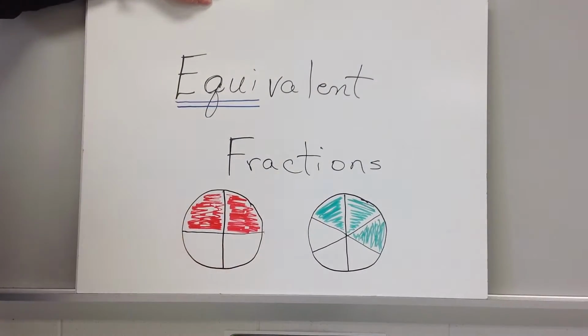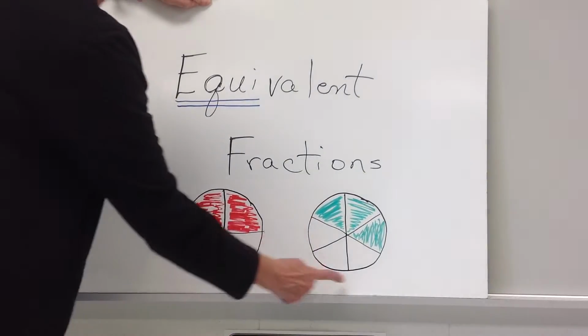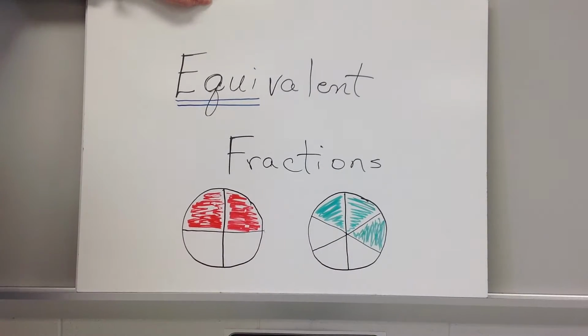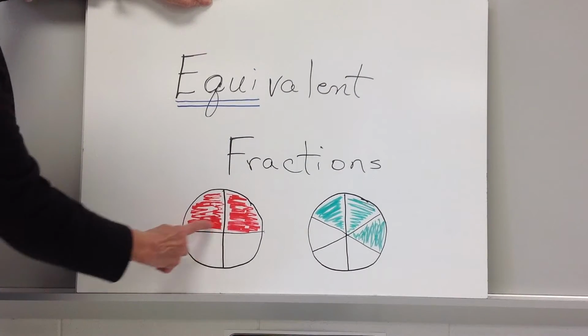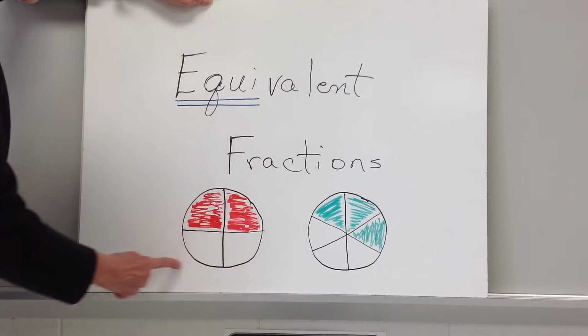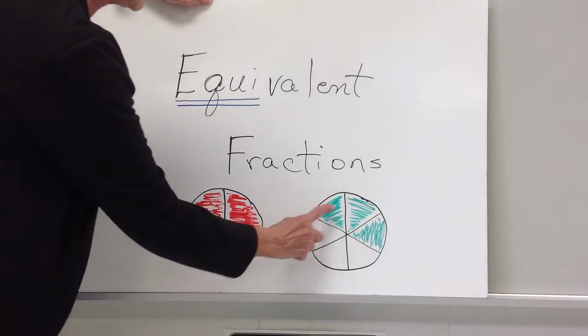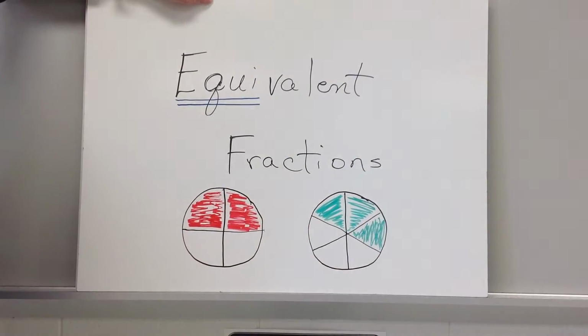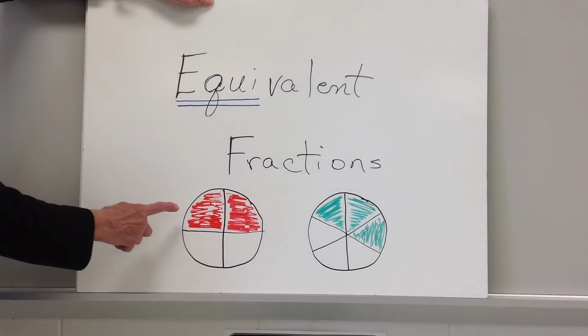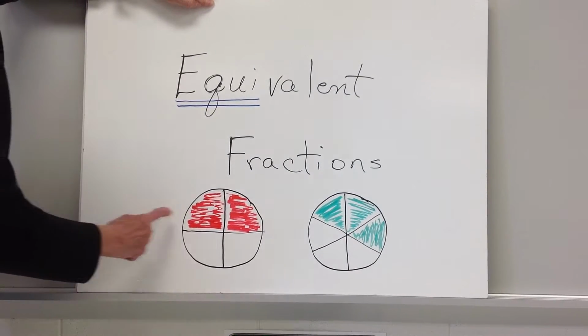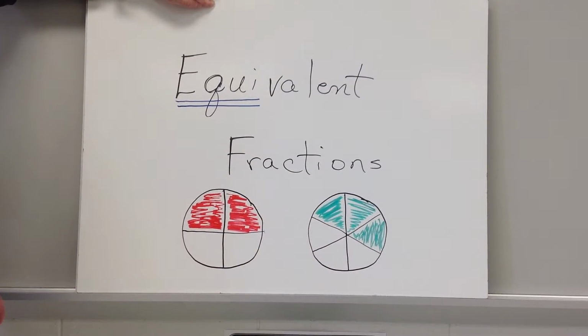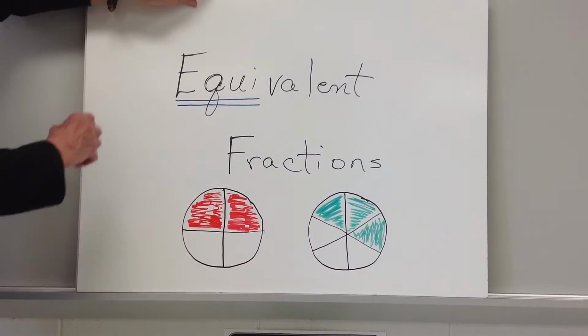This one is divided into 4 pieces. This one is divided into 6 pieces. You can see that 2 out of 4 is the same size as 3 out of 6. So that means that 2/4 and 3/6 are equivalent fractions.